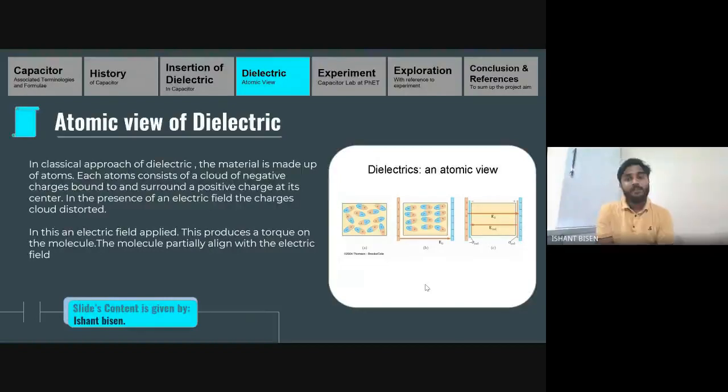Coming to the atomic view of a dielectric, as we can see here pictorially, in the classical approach the material is made up of atoms. Each atom consists of a cloud of negative charge bound and surrounding a positive charge at its center. In the presence of an electric field, the charges get distorted. A very good example that we took for the atomic view of a dielectric is water, where we can see the polarization and this type of phenomenon.